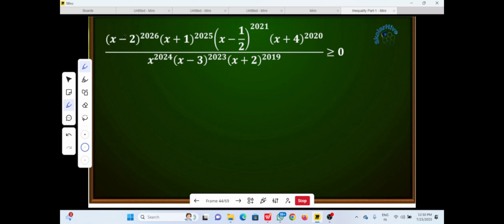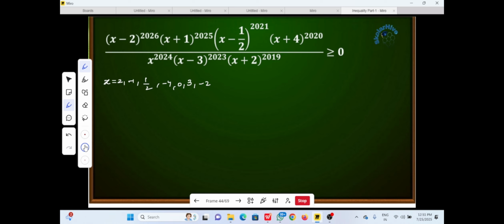So let me start from the numerator. By equating this to 0, you will get x equal to 2. From here we'll get minus 1. It will give us 1 by 2. And from here this is minus 4. x to the power something means this is nothing but x minus 0. So from here we'll get 0. And x minus 3 equal to 0 means 3. And from here minus 2. We got all the critical points.